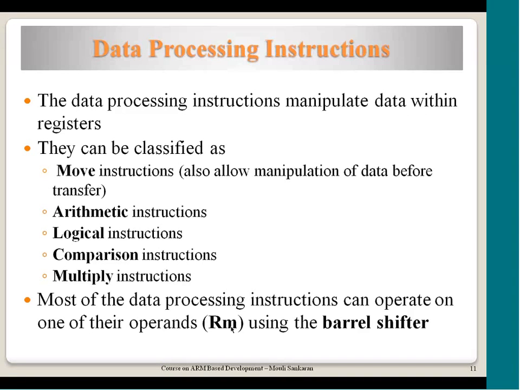Now what is the difference between the 2 operands? The Rn operand directly comes into the ALU, whereas the Rm operand, the second operand, will go to the barrel shifter based on the type of instruction. Okay.